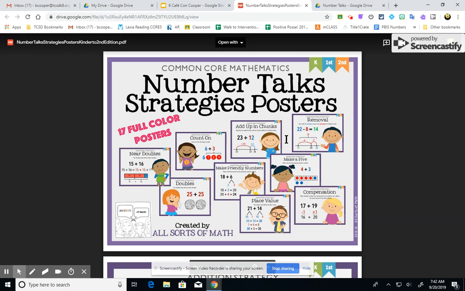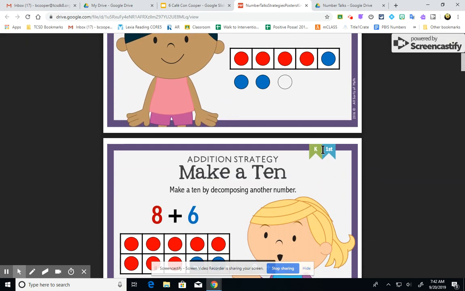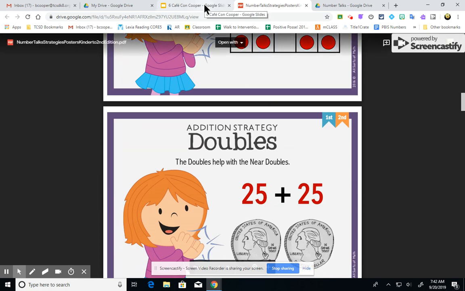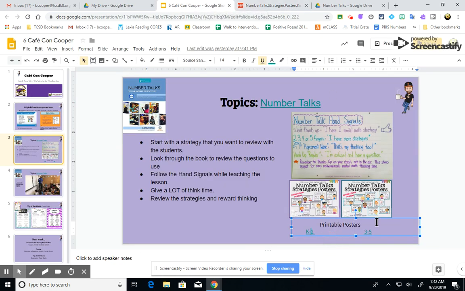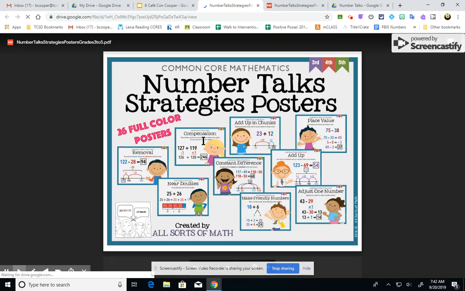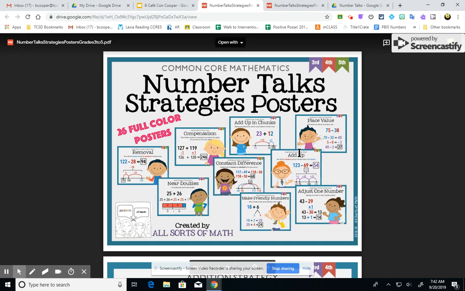So first and second grade teachers, if you're doing your math fluency, this is perfect for you. So talking making five, and they're all here. And you can print off the one you want. And the 3 through 5 ones are also there. We have the removal, the compensation, the adding up of chunks, place value, adding up, constant difference, near doubles, making friendly numbers, and just adjusting one numbers.